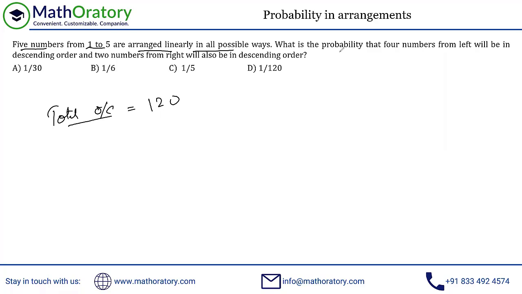Now we are looking for the probability that the four numbers from the left will be in descending order and the two numbers from the right will also be in descending order. So let me indicate these numbers by letters as of now. Let's say these are the five numbers, I mean, A, B, C, D, E are occupied by some numbers. So from the left, four positions are in descending order. And when we look at the two numbers from the right, that is E followed by D, that also has to be in descending order, right?